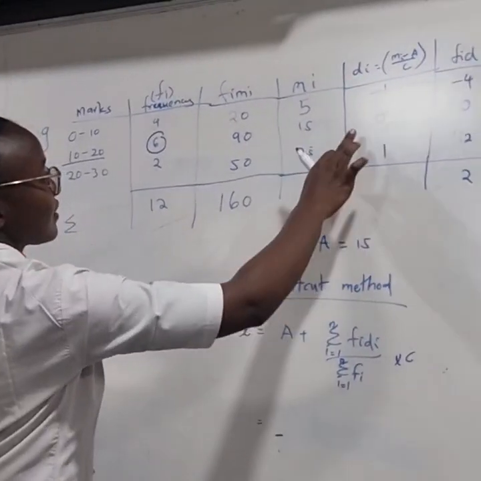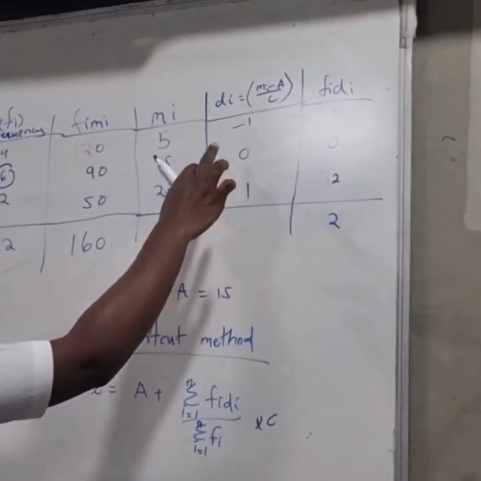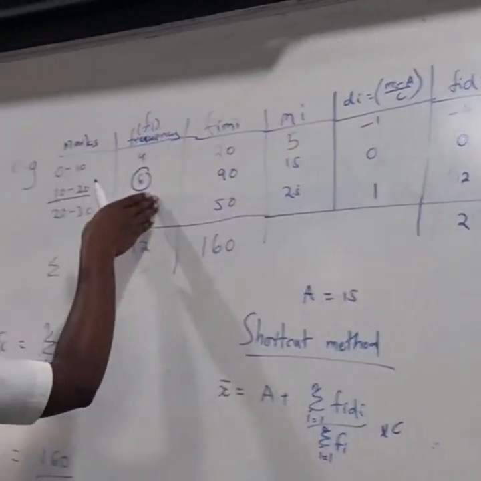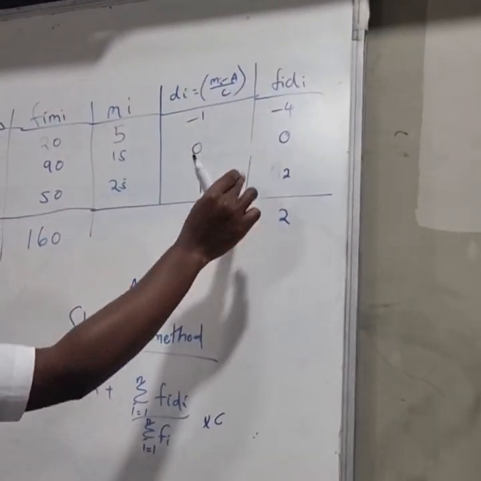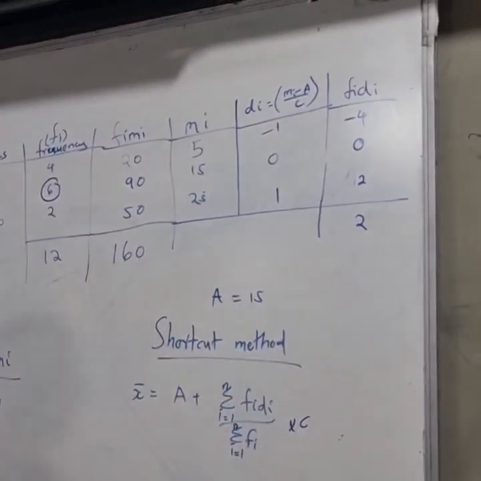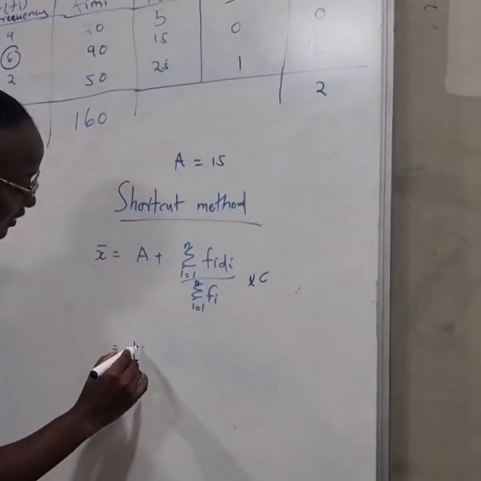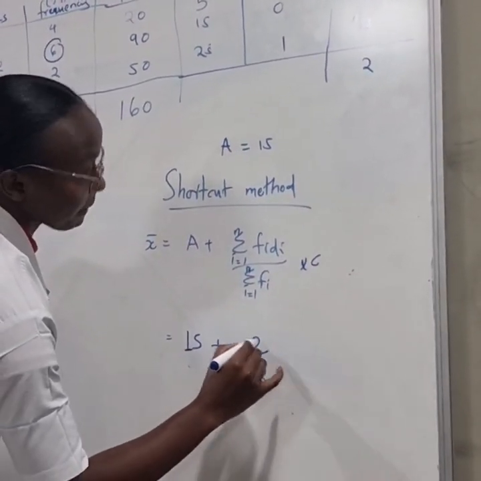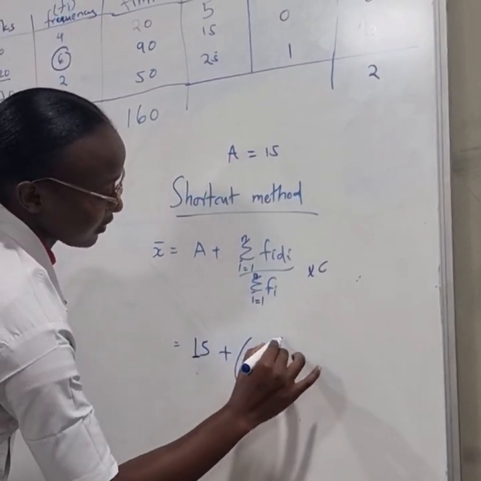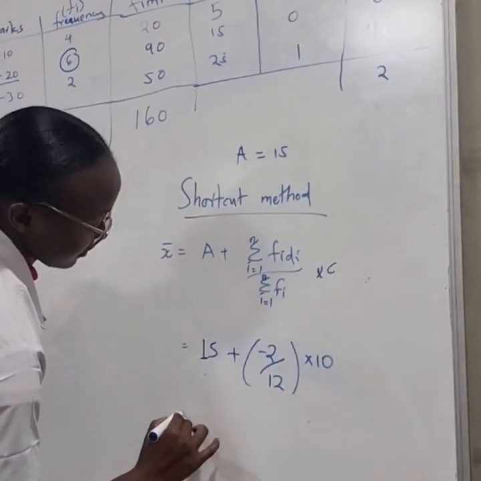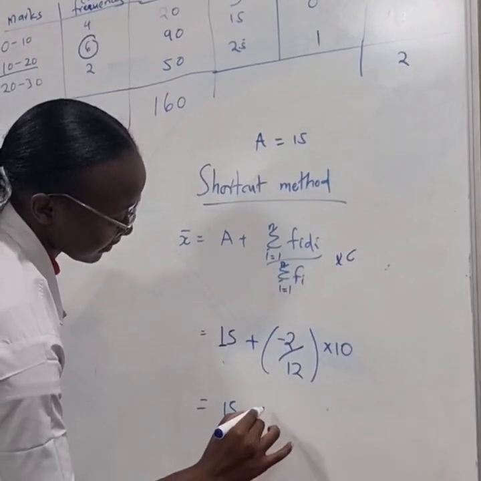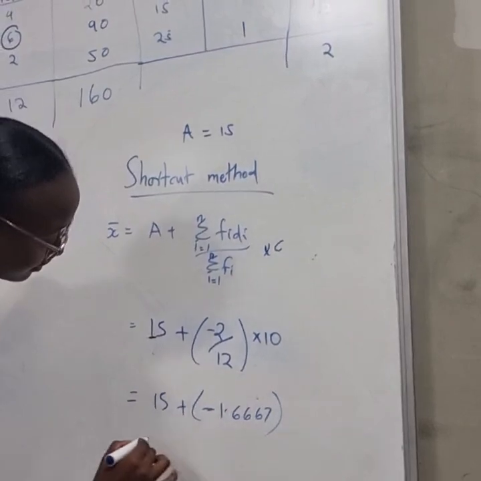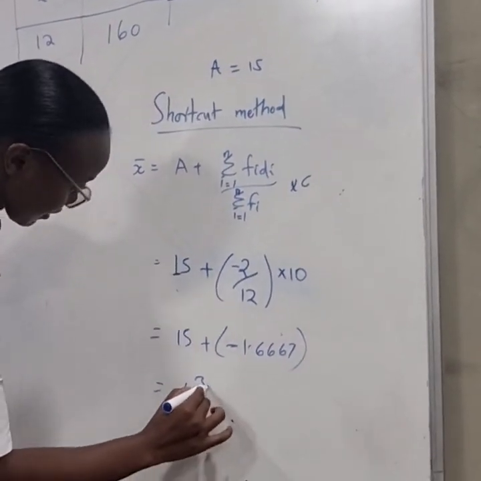If you calculate this, you get negative 1, 0, and 1 for di. Then calculate fi di by multiplying the di column with fi. This will give you negative 4, 0, and 2. The summation will become negative 2. So you substitute in this formula. This is 15 plus negative 2 divided by 12, then multiplied by 10. This will give you 15 plus negative 1.6667.